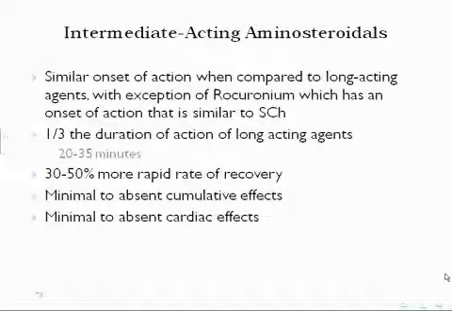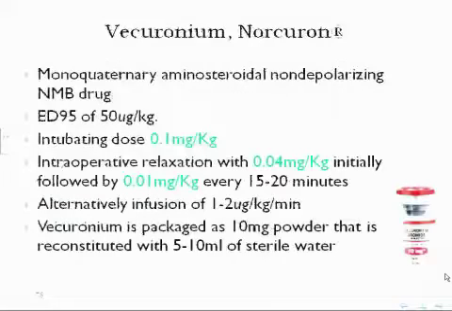Okay, the intermediate acting agents have one-third the duration of the long-acting agents, so they usually work for about 20 to 35 minutes. Vecuronium tends to work a little longer than roc most of the time. It's usually around 40 minutes sometimes. And it's a 30 to 50% more rapid rate of recovery in comparison to the long-acting agents. It has minimal or absent cumulative effects, which makes it nice if you can use it as a drip. And it has minimal or absent cardiac effects as well.